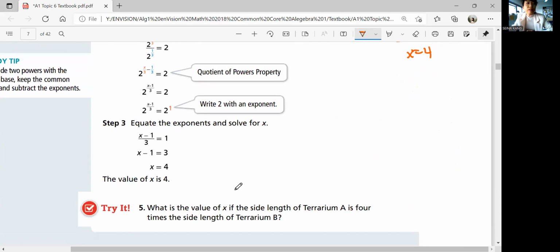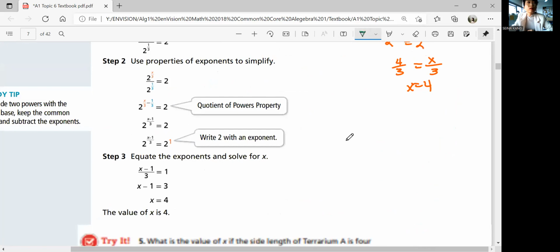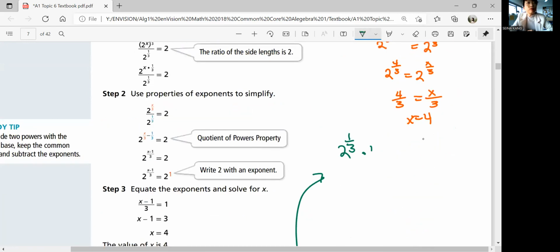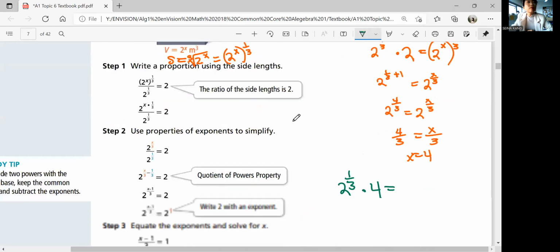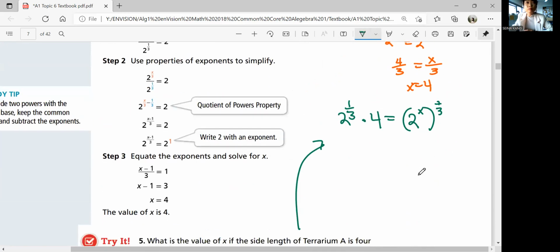So what is the value of x if the side length of cube A is 4 times the side length of cube B? Then instead of twice the length, what if it's 4 times? So you write the same equation and solve for it. Instead of timesing by 2, you're going to times the smaller side by 4 to get the bigger side, right? So this is try number 5. 2 to the power of, what was it, 1/3 times 4 is now the side for that one. 2 to the power of x to the power of 1/3. Okay, and now you solve for x.